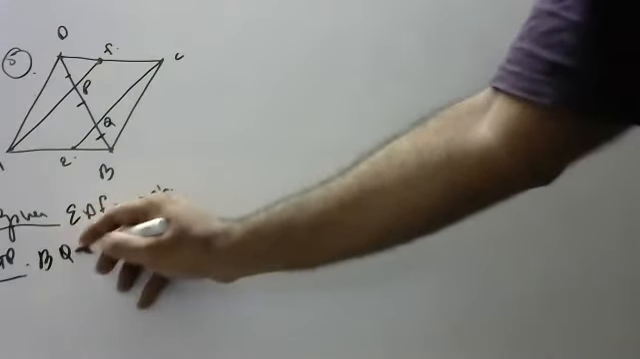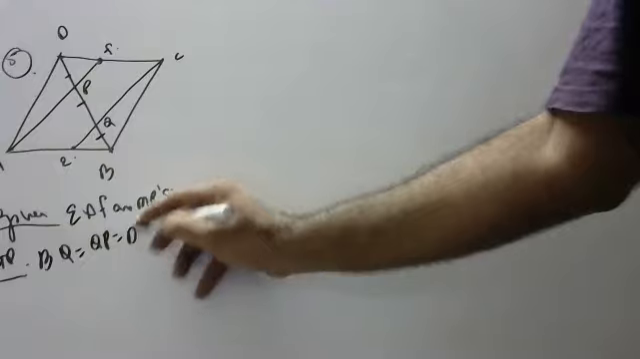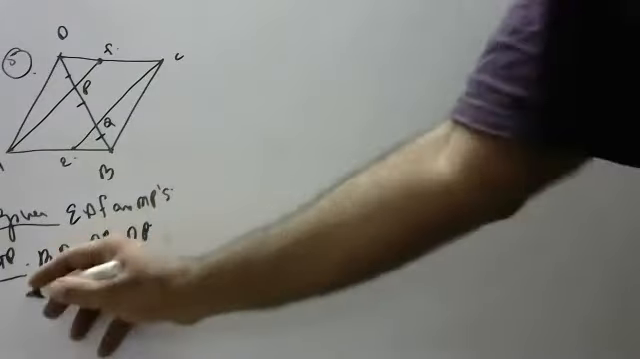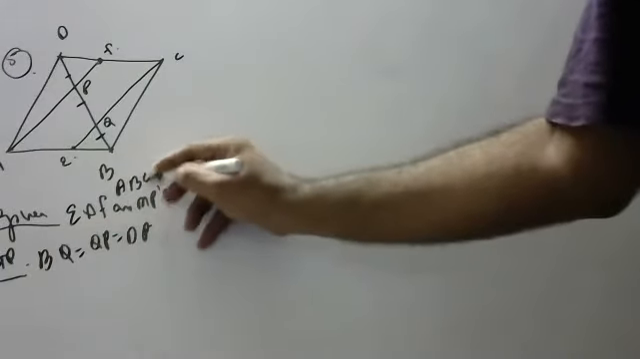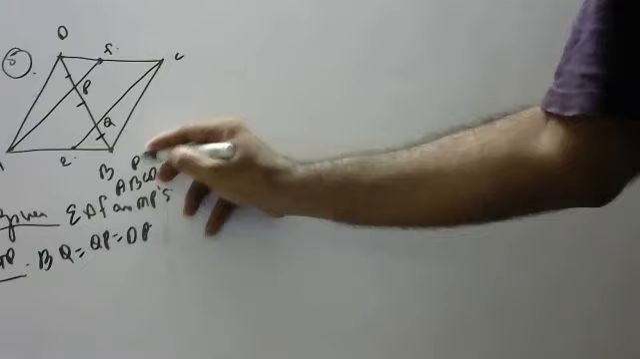We have to prove that BQ is equal to QP is equal to DP. And he also said that ABCD is a parallelogram.